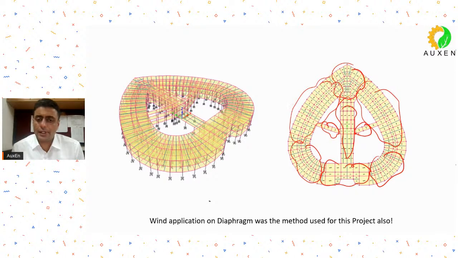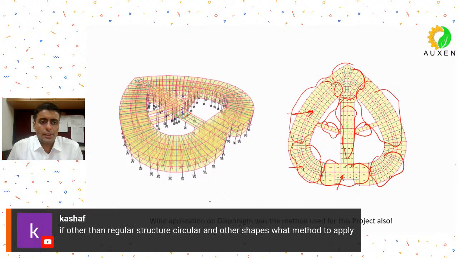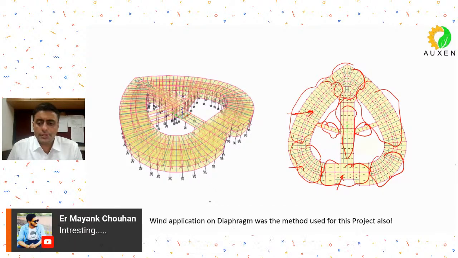So it's quite convenient actually. ETABS is automatically able to assign all the different angles. It will automatically assign. It's quite convenient to assign it that way. Yeah, good. So this diaphragm method will help you to assign wind loads on irregular plan shapes also. So I hope this was interesting.